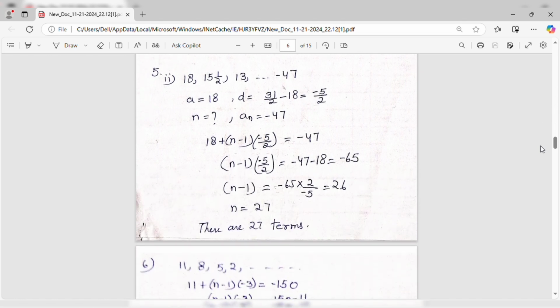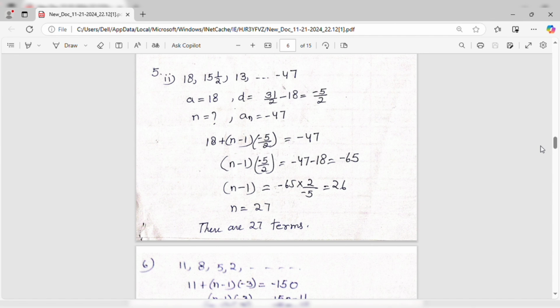Next question, find the number of terms. We have to find N in this question. So the second part is 18, 15 1 by 2, 13 and so on up to minus 47. A would be 18 for this part, D is minus 5 by 2 and we are required to find N, and AN is minus 47.